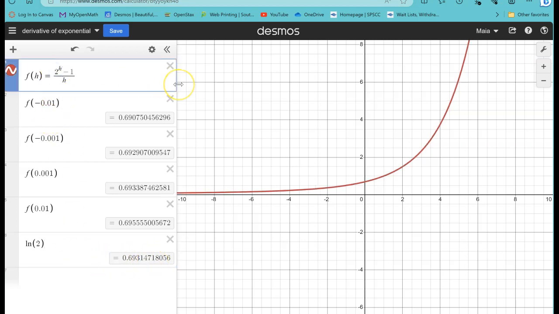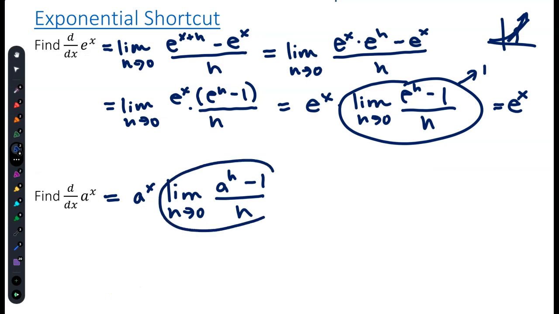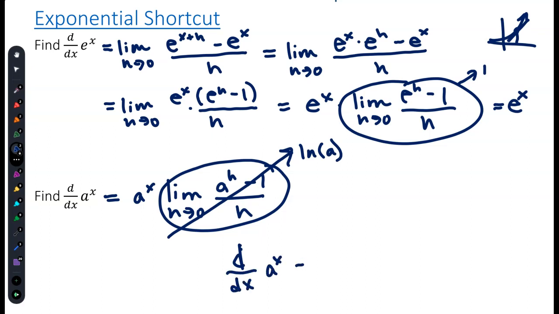And as we play with this base, here's what we get if we work on the derivative of 6 to the x. We get about 1.79. And if you'll notice, that happens to be the natural log of 6. Not very proofy here, but it turns out that the magic thing we get from this limit, when it's not base e, is the natural log of a. So the derivative of a to the x is a to the x times the natural log of a.